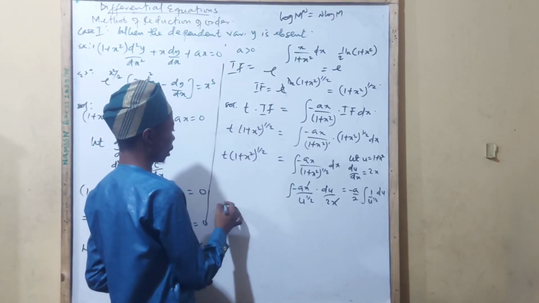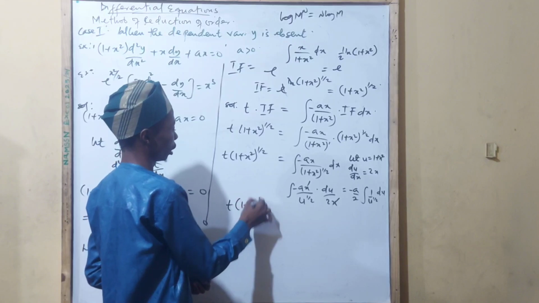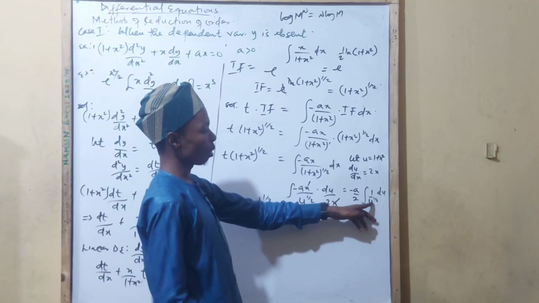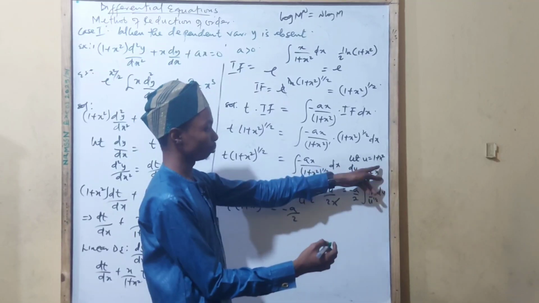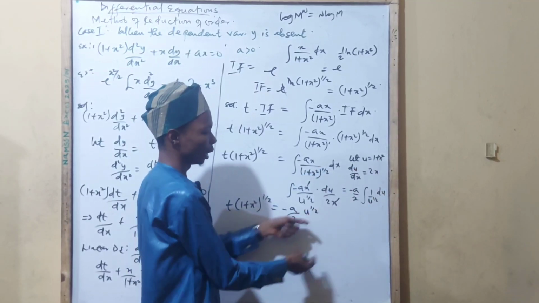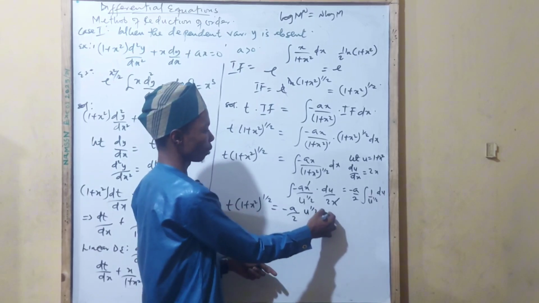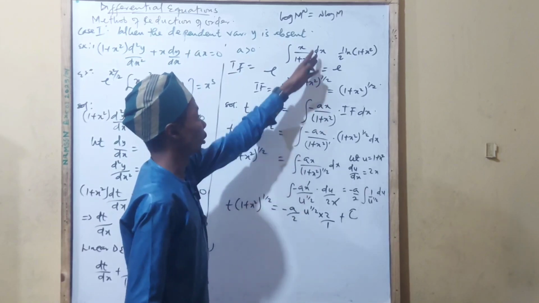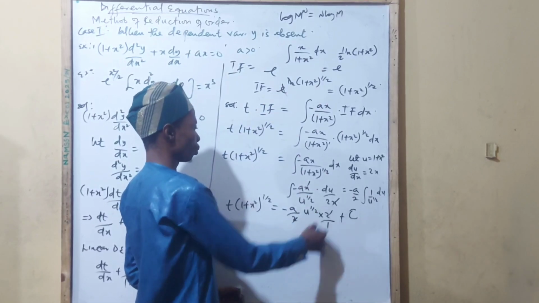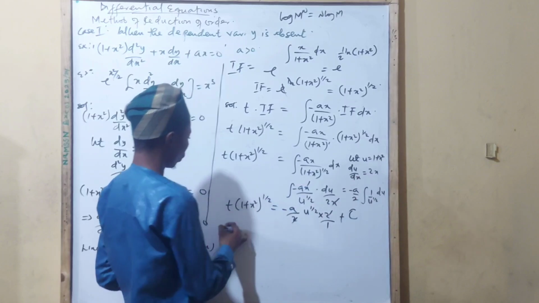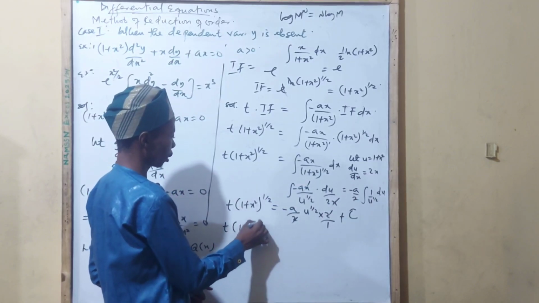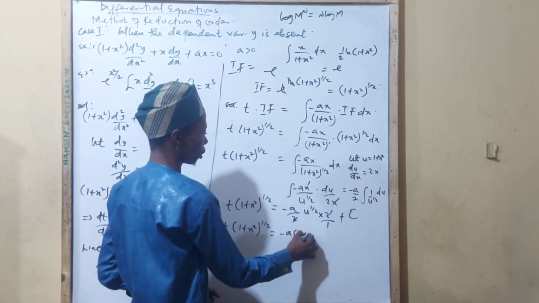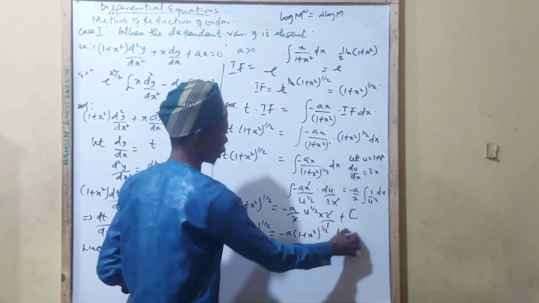Don't forget, on the left hand side we have t into 1 plus x squared all raised to power half, which equals minus a over 2. If I integrate u raised to power minus half, you add 1 to the power. So this will be u raised to power half, then over half. Over half again gives us times 2 over 1, right? Then we add plus c, where c is the arbitrary constant of integration. So 2 cancels 2. Recall that u equals 1 plus x squared. So our equation is t into 1 plus x squared all raised to power half equals minus a times 1 plus x squared raised to power half plus c.